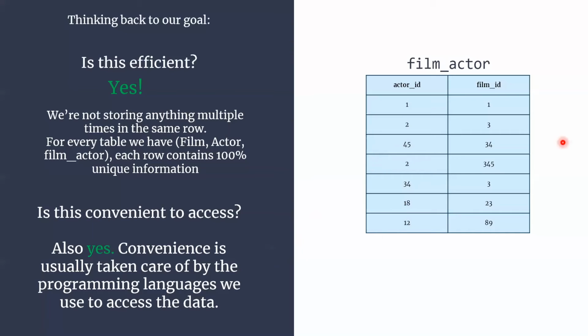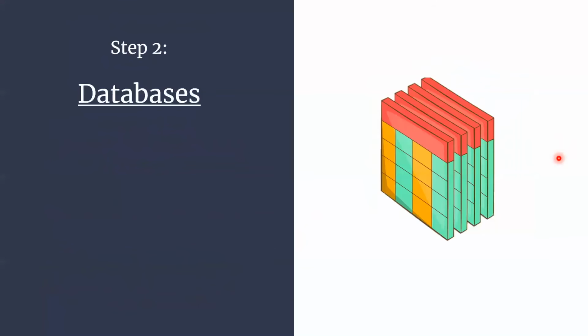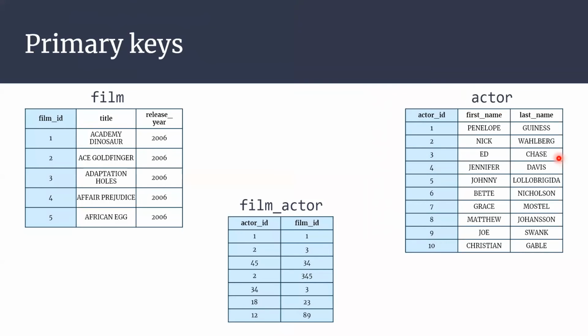It's to create a third table that stores the combination of actor ID and film ID. So this brings us to databases, which we've already looked at a little bit before, but now we'll get into the real concept behind databases. So we've already looked at primary keys. We've looked at why we need multiple tables, right? We needed a separate table to store the film, a separate table to store the actor, and a separate table to store the cross information between the two. So that's why we need multiple tables to make data storage more efficient.